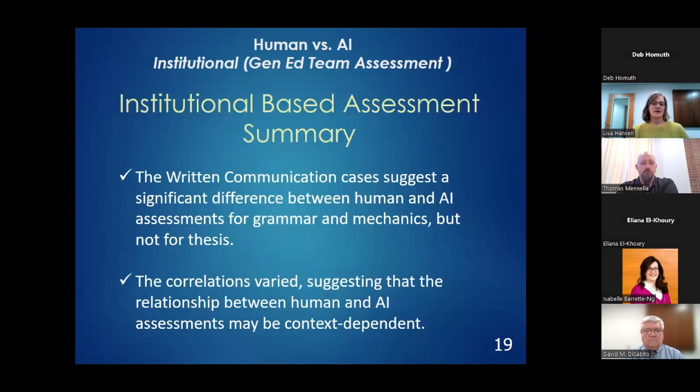So just in summary for that, the written communication test cases that we looked at, they suggest that there was a significant difference between human and AI scoring for the first learning outcome for grammar and mechanics, but not for thesis. And again, the correlations varied, so similar to our stories for the course level objectives. Correlations varied, suggesting that the relationship between human and AI assessments could be dependent on the context.